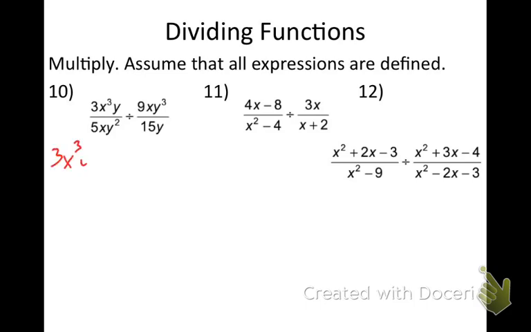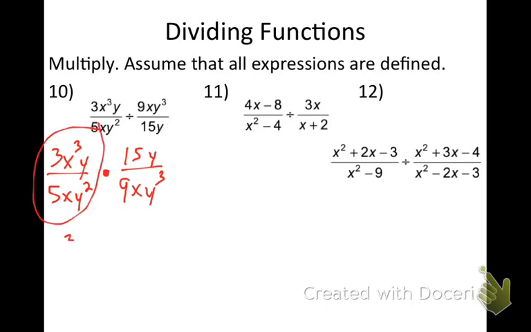3x to the third y over 5xy to the second, times 15y over 9xy to the third. So recognize, I multiply by the reciprocal here. Now I can simplify each fraction. My first fraction simplifies to 3x squared over 5y.